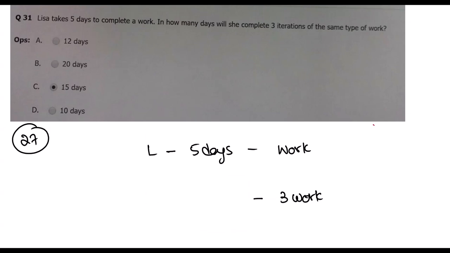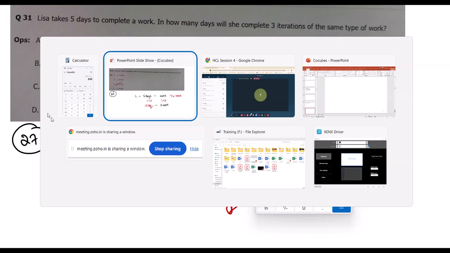More work, more time, right? If you have more work, time taken also more. Time is directly proportional, more work, more time. First is 3 iterations. You want 3 times, so answer should be 15 days. Marked one is correct.